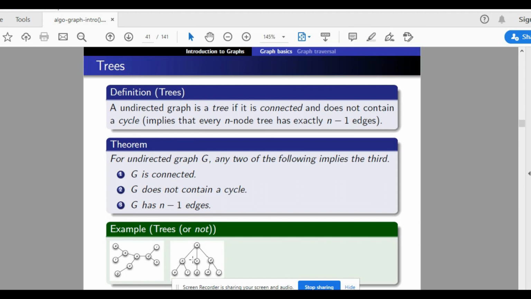This also can be called a tree because all three conditions are satisfied, and you can check the rest yourself. This is not a tree because there is a cycle in it.